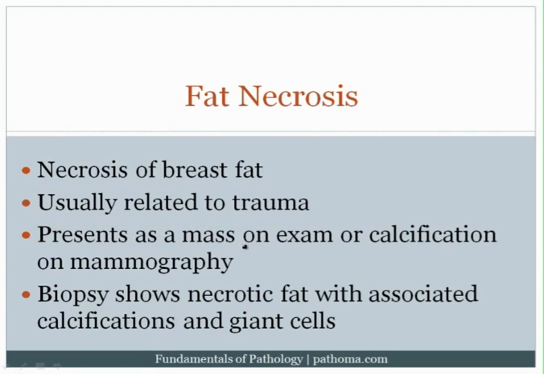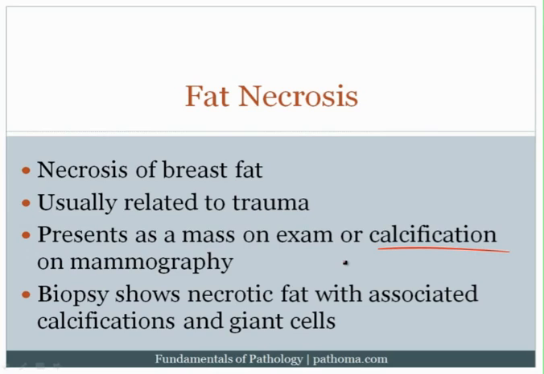It can present as a mass. So, for example, either the woman feels the mass or the physician feels the mass, and that's because fat necrosis is going to result in disruption of the fat and some fibrosis and some giant cell reaction and some inflammation, which could then form a mass. But perhaps even more classic and particularly high yield is that it can also result in calcification on mammogram.